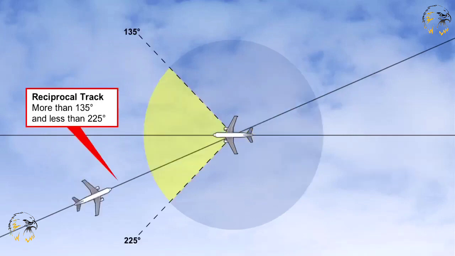Reciprocal track. The reciprocal track case applies when the tracks of two aircraft that require separation converge or diverge by an angular difference more than 135 degrees, but less than 225 degrees, and whose protection areas overlap.